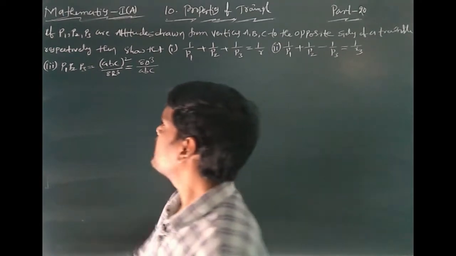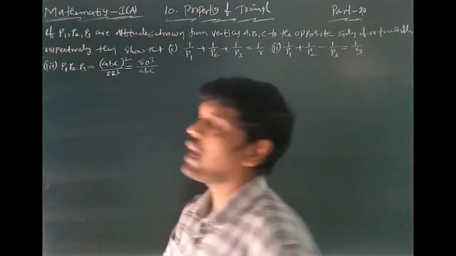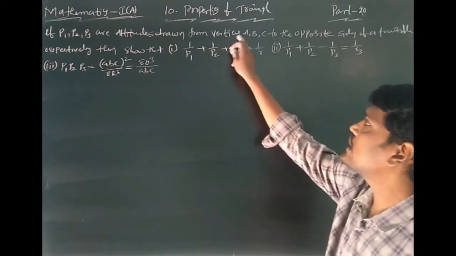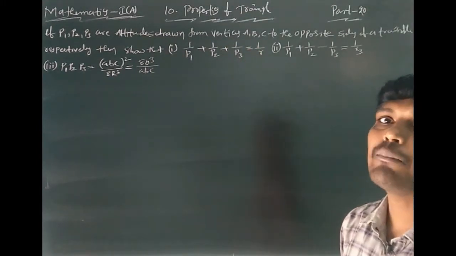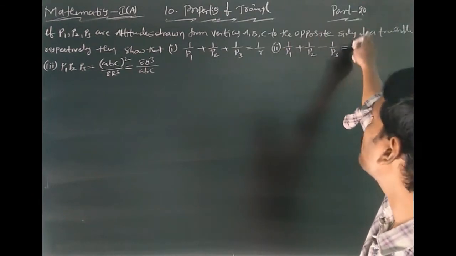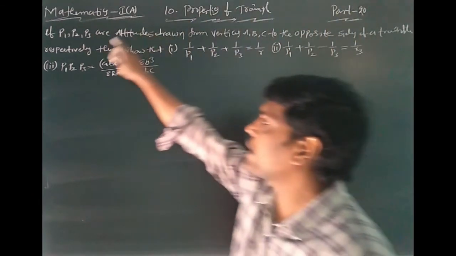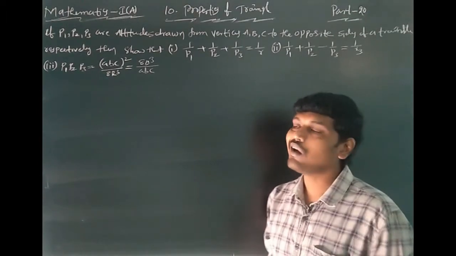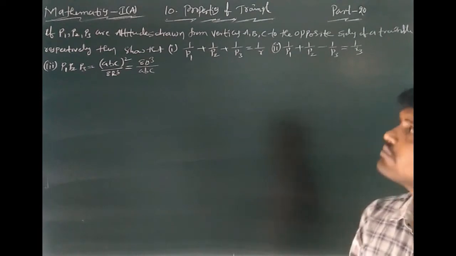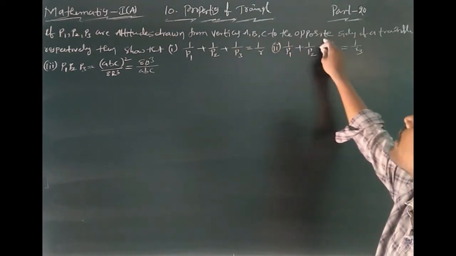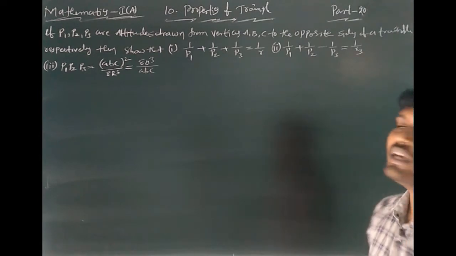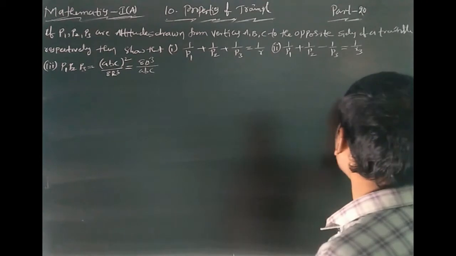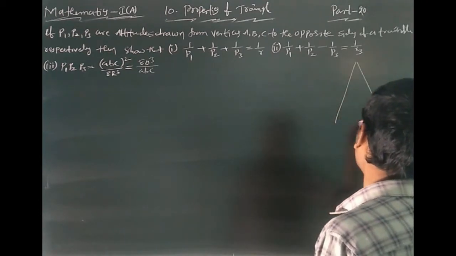What is that problem? If P1, P2, P3 are altitudes drawn from vertices A, B, C to the opposite sides of a triangle respectively, then show that these three results. Three problems are given. First of all, you can draw the triangle ABC.